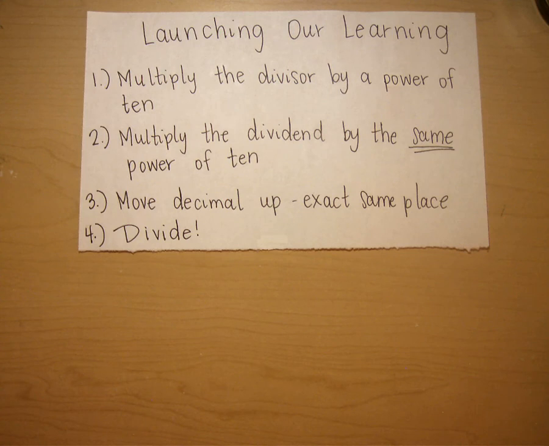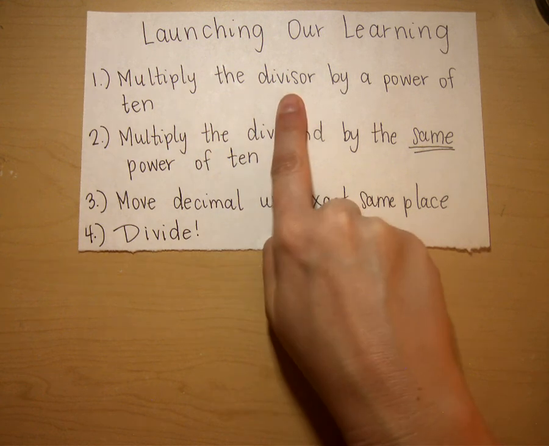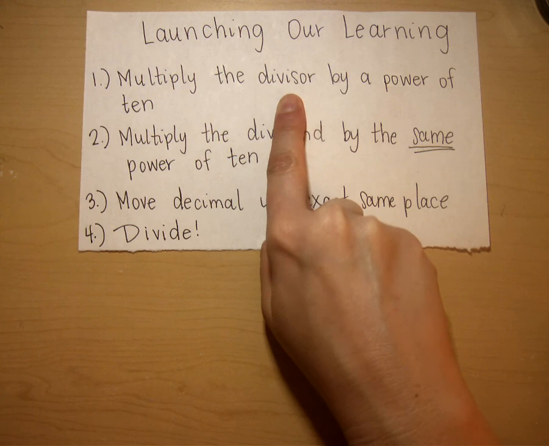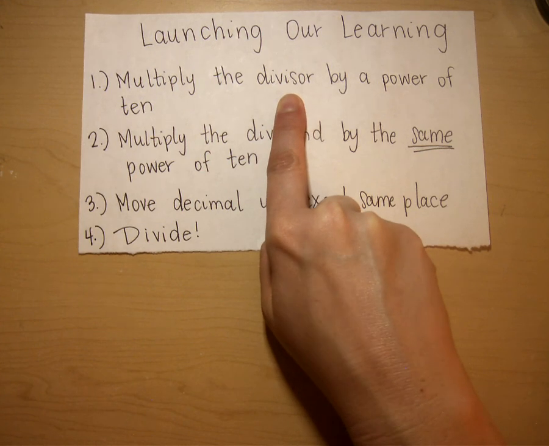Before we launch our learning, let's go over the steps on how to divide decimals. Number 1, you need to multiply the divisor by a power of 10 if it has a decimal. When we divide decimals, we cannot have a decimal in our divisor, so we multiply it by a power of 10 to move that decimal out.